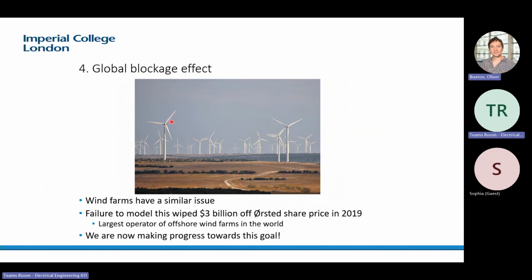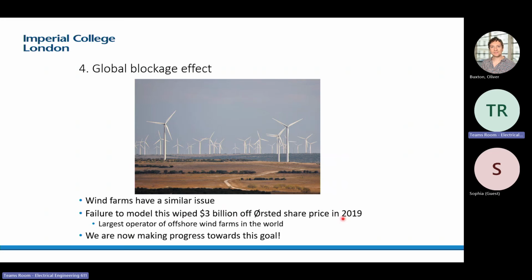And of course, the same thing is true for a wind farm. Wind farms are sufficiently large that they present some sort of blockage to the oncoming wind, and therefore, even if I have the same number of turbines in my layout where I'm trying to optimize, the configuration of those turbines does make a difference because of this global blockage effect. Indeed, this failure to model this global blockage actually wiped $3 billion off the share price of Ørsted in 2019. This was timely because this was when I was writing my proposal. So that worked out very nicely.